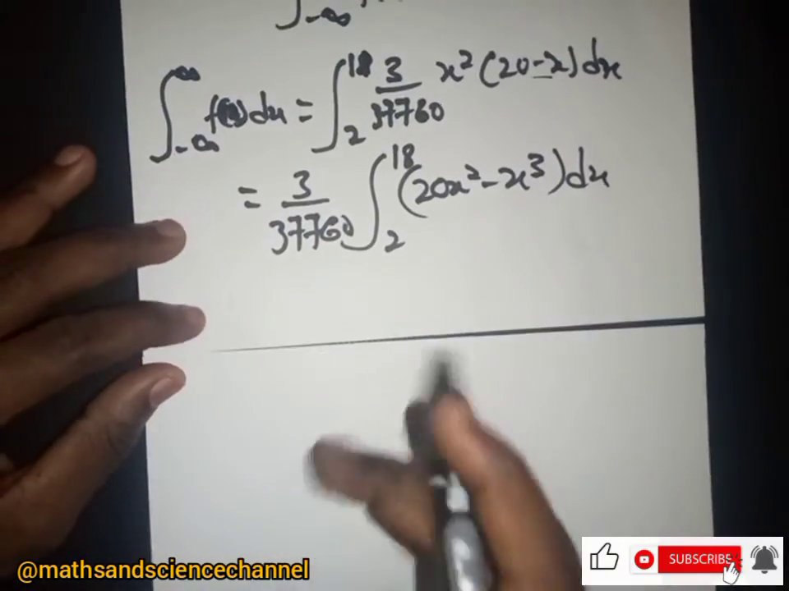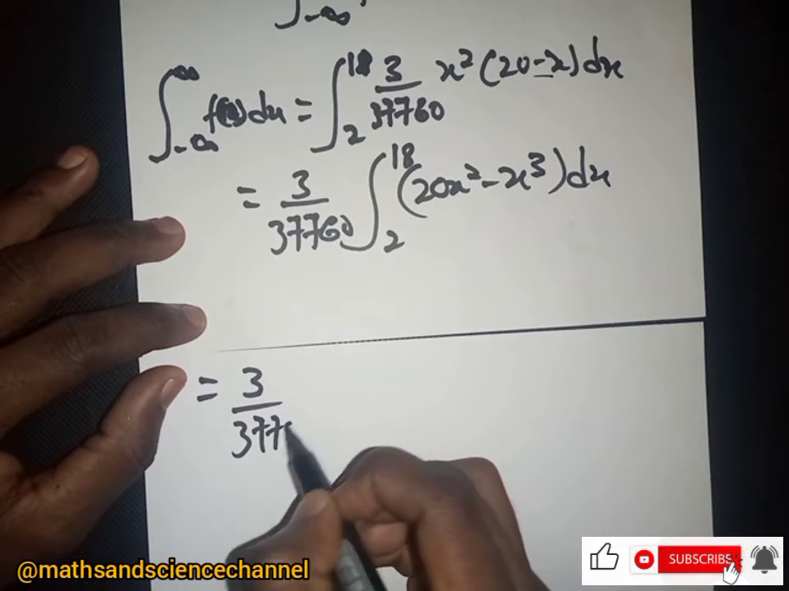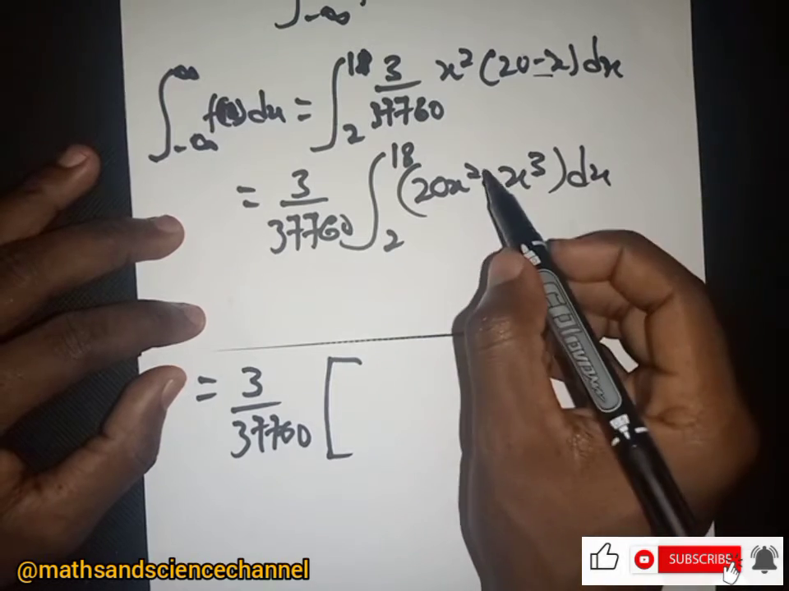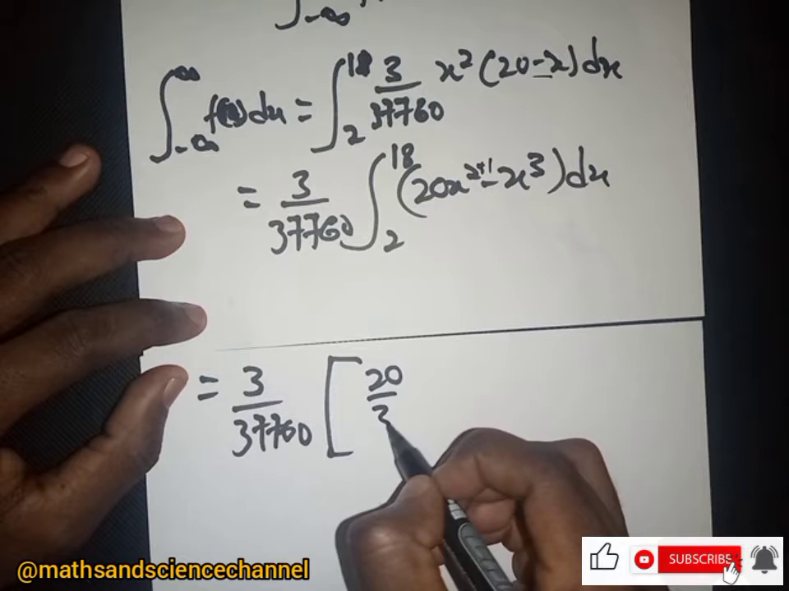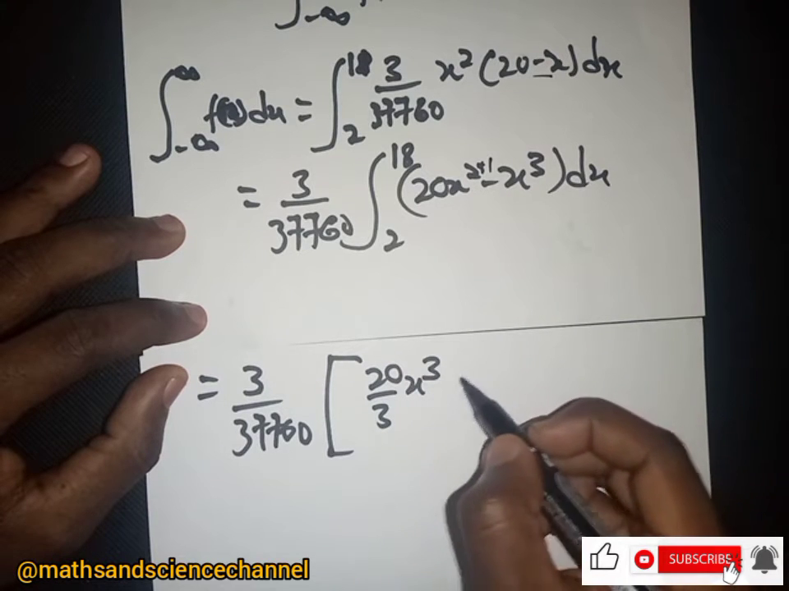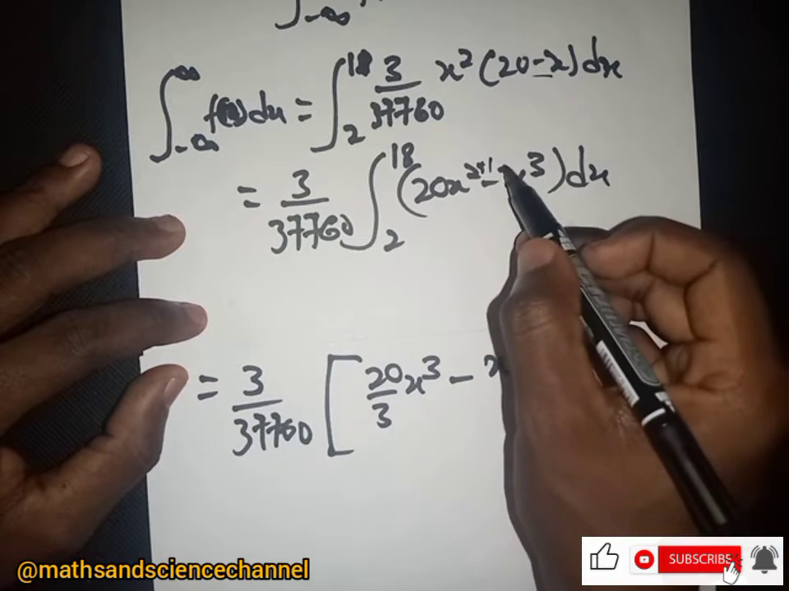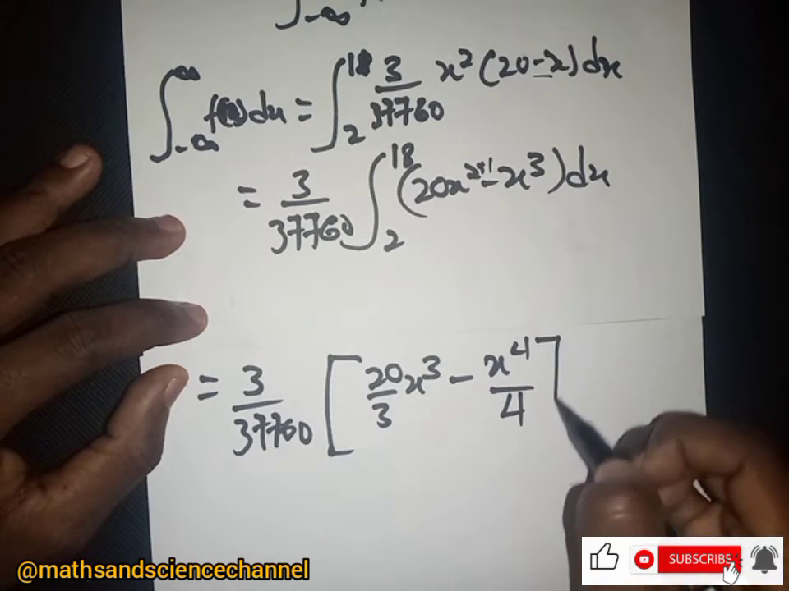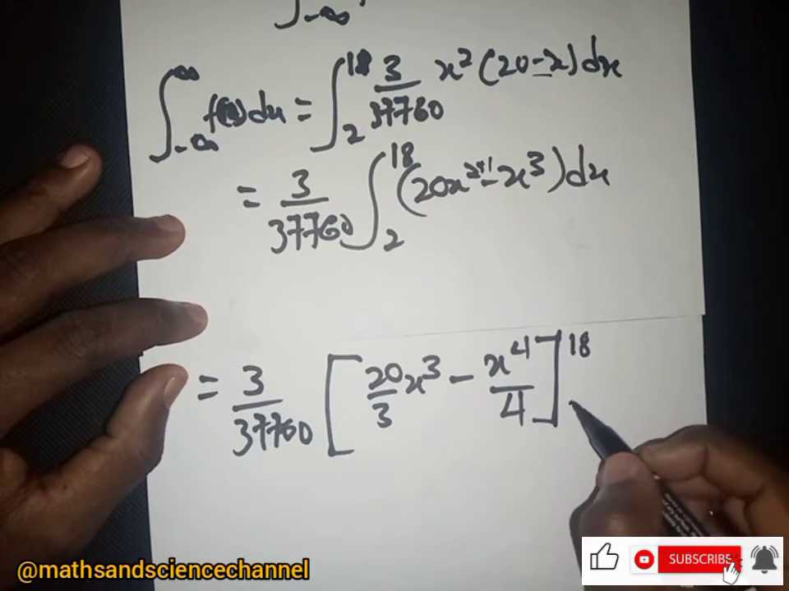So let's integrate that. Integrating that, we have 3 over 37,760 outside here, then integrating that, we are just going to get, we add 1 here, and we just have 20 over 3, s cubed. And over here we are going to get s to the power 4. We add 1 to the exponent, which will now be 4, then we divide by the exponent. So this is going from 2 to 18 here.